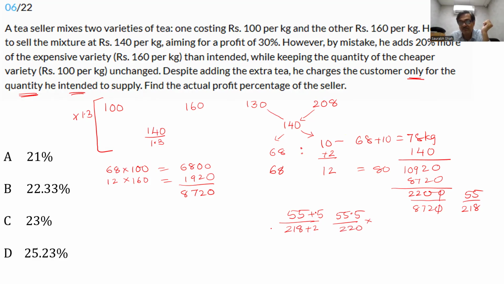This is an approximation. And then I multiply by 100. So it becomes 555 by 22. This is my answer. Do it slowly and you will have your answer as 25.22 something, 25.23%. But you will have a very close answer. 25.2 is to be there. So the correct answer is option D, 25.23%.